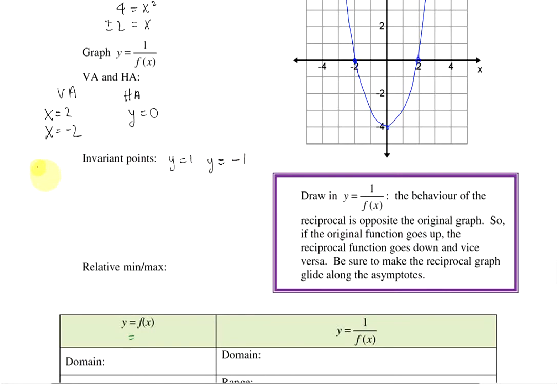Remember that invariant points are true for both the original function as well as the reciprocal function, so I'm going to use the original function to find out what our invariant points are. So we get 1 equals x squared minus 4. X squared then is equal to 4.